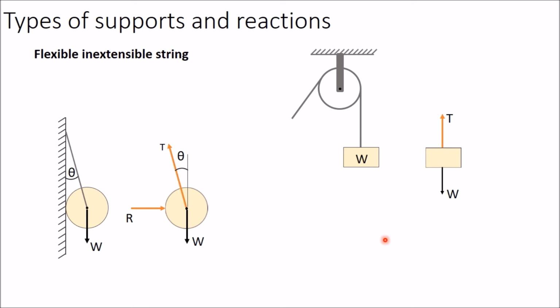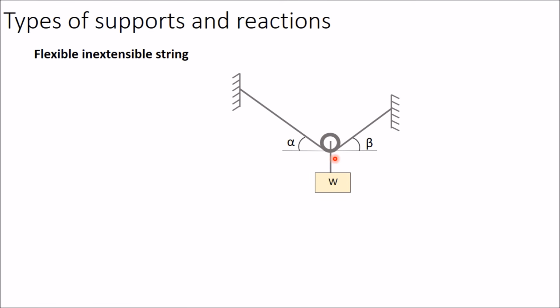When a string passes over a frictionless pulley, then each part of the string will have the same tension. Here you can see that this string passes over a frictionless pulley, and in this part we have shown that tension is T, then at this part also tension will be T. So here and here tension will be the same if this pulley is frictionless.